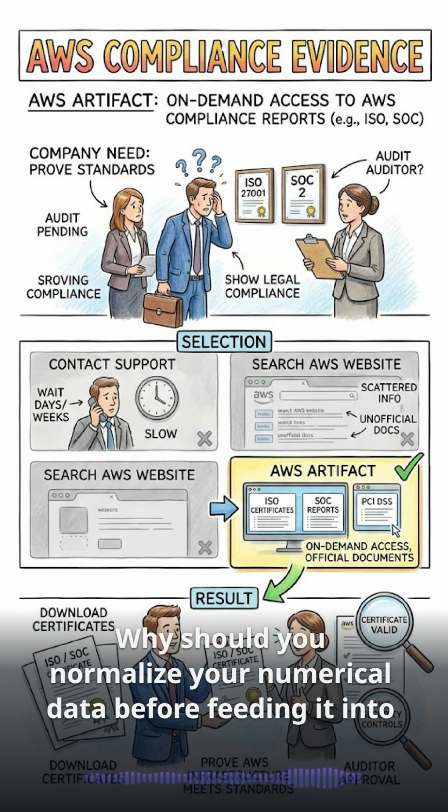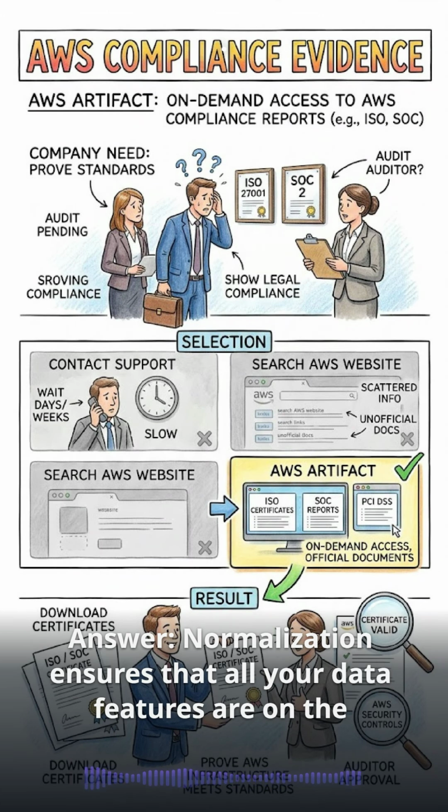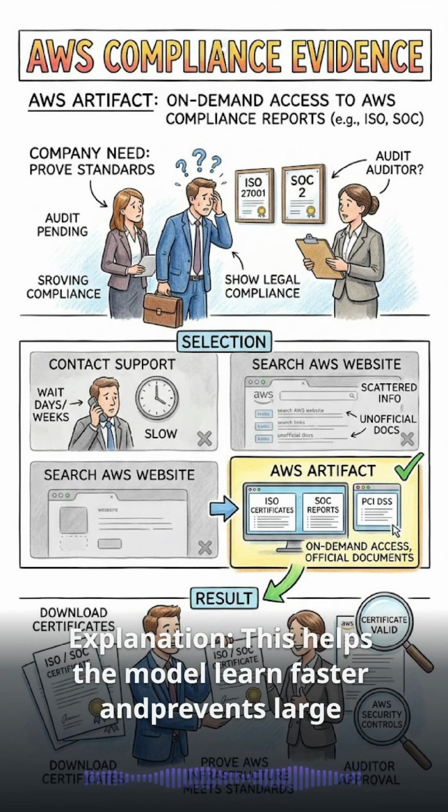60. Why should you normalize your numerical data before feeding it into a machine learning algorithm? Normalization ensures that all your data features are on the same scale so no single feature dominates. This helps the model learn faster and prevents large numbers from confusing the math behind the learning process.